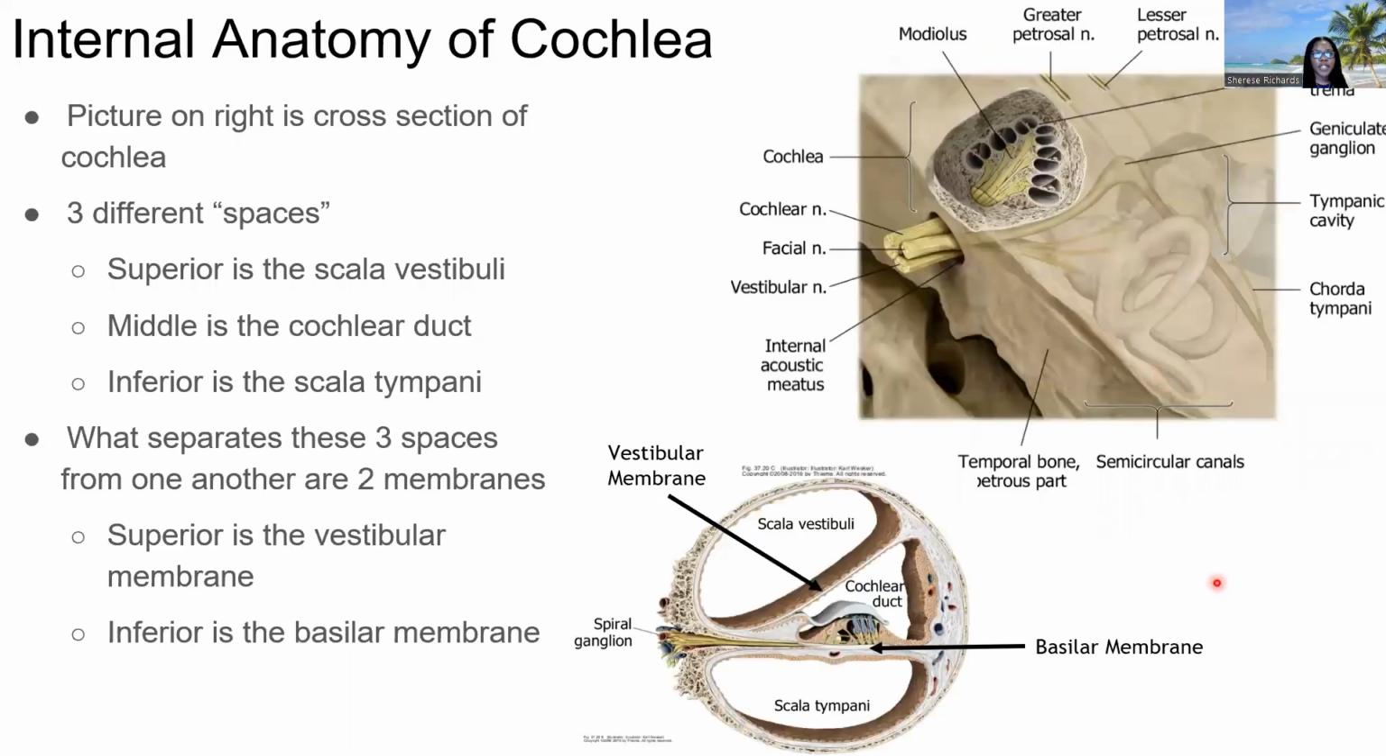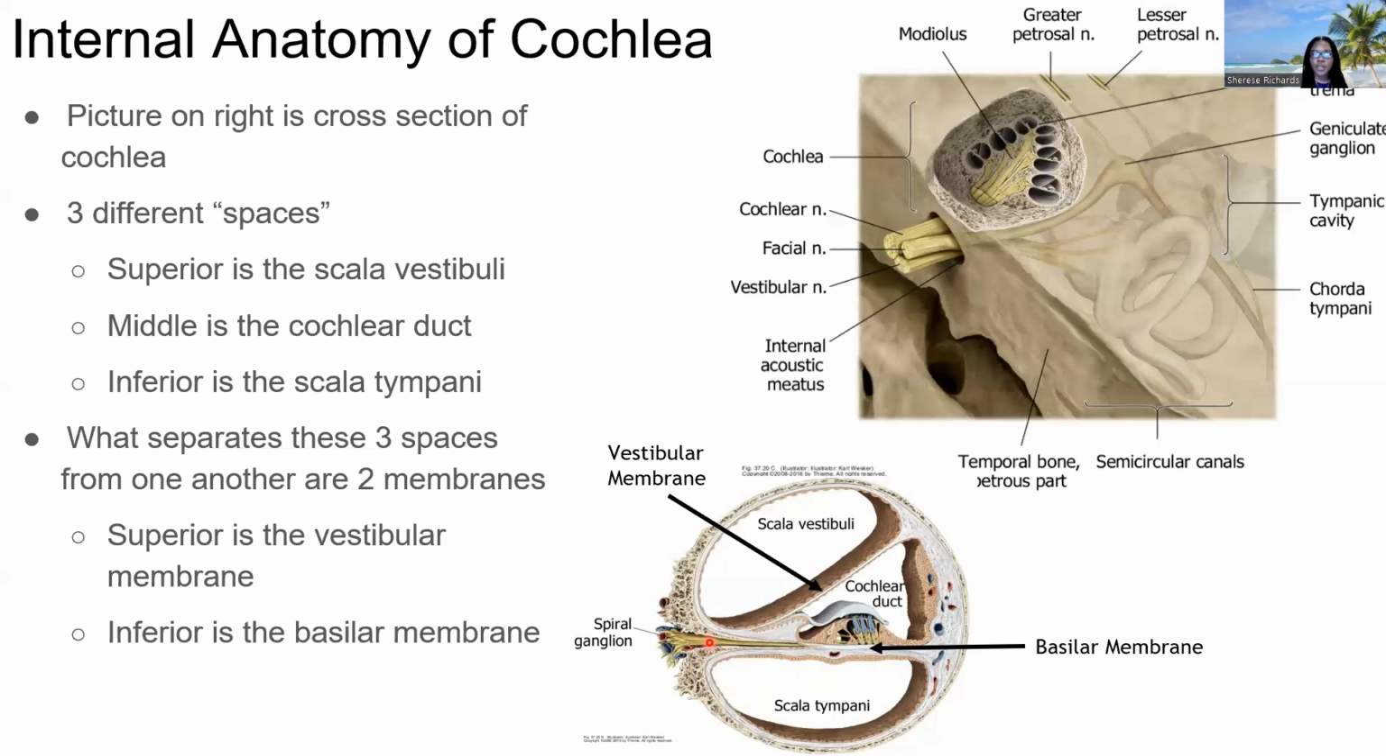All right. If we look at the internal anatomy of the cochlea specifically, we're going to see three different spaces. So it's important to know these three spaces: the scala vestibuli, the middle is called the cochlear duct, and then at the bottom is the scala tympani. So these three spaces found inside the cochlea are really important for transferring the vibrations from the middle ear and then conducting those onto the nerve, right? This is going to help us turn those vibrations into electrical signals that can be perceived by the vestibulocochlear nerve, our cranial nerve 8.